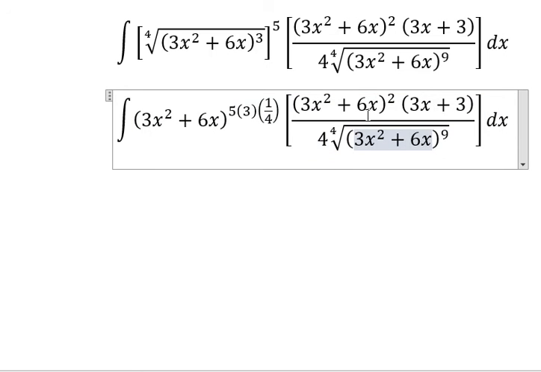Now let's go to the next one. This one we have power 2. This is about the root of number 4. This is about the power of number 9. So in this one we can simplify like this.